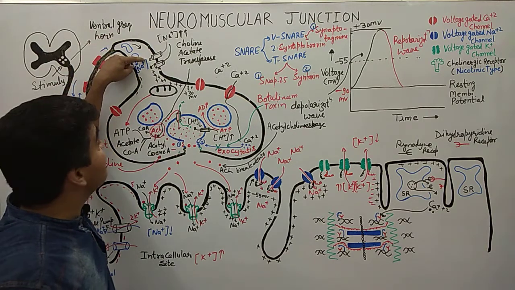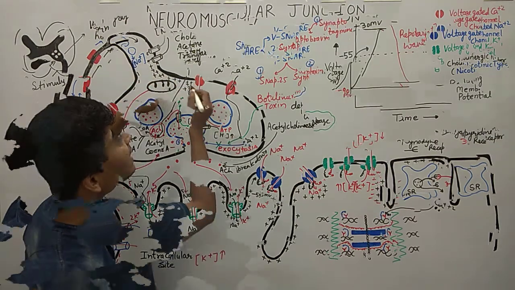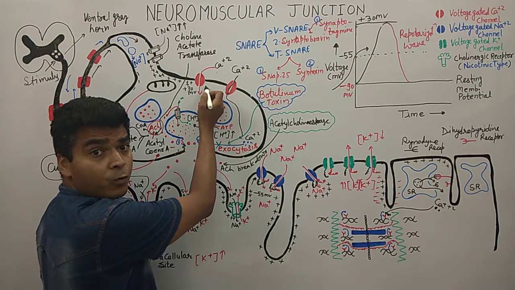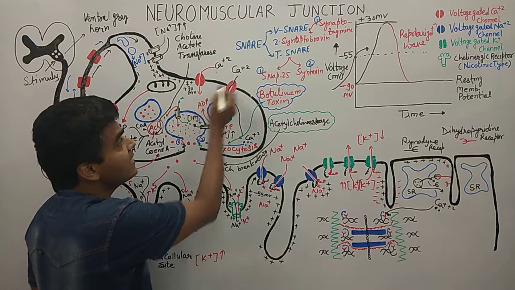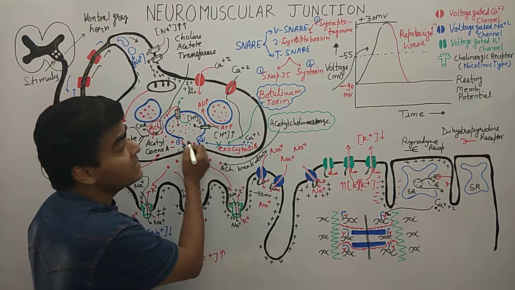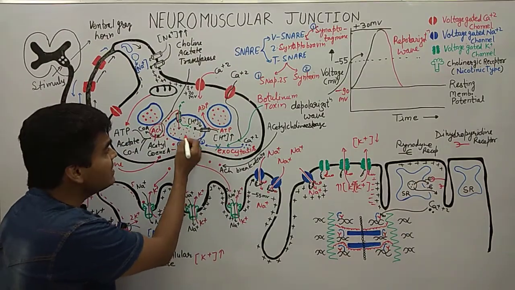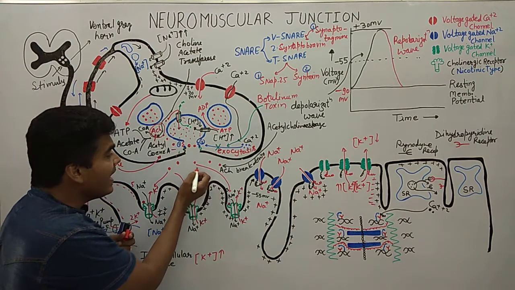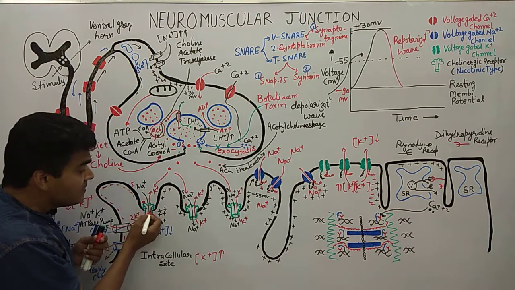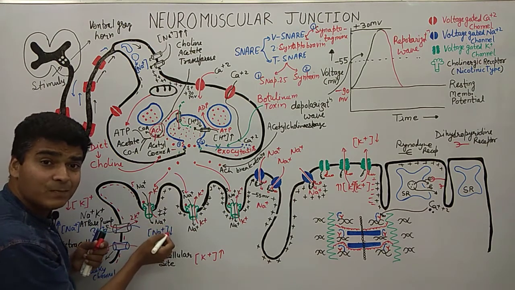Here the action potential nerve impulse reaches in this direction, more sodium moves inside through these channels and it generates a depolarization wave. After the depolarization wave reaches the calcium channel, the calcium channel opens and calcium moves from outside to inside. Now this calcium binds with the SNARE proteins, the V-SNARE and T-SNARE proteins, and induces exocytosis. Due to exocytosis, acetylcholine is released in the synaptic cleft and binds with the nicotinic receptor. At the nicotinic receptor, there is a movement of sodium and potassium, more sodium moving inside and less potassium moving outside.